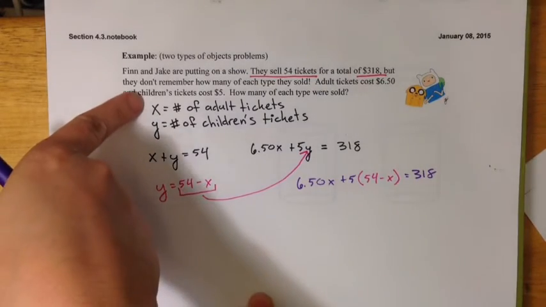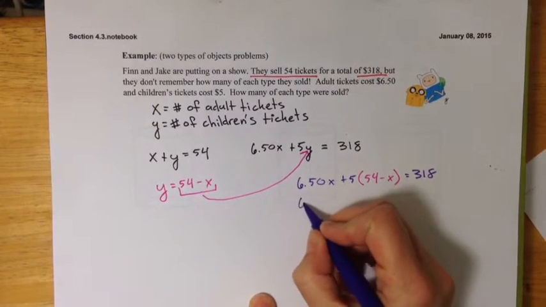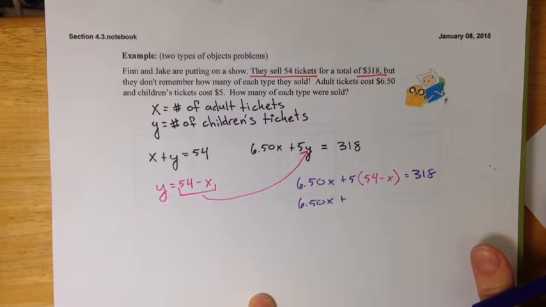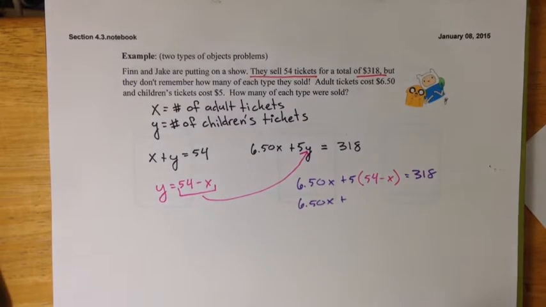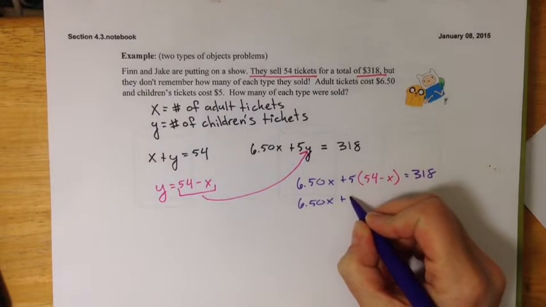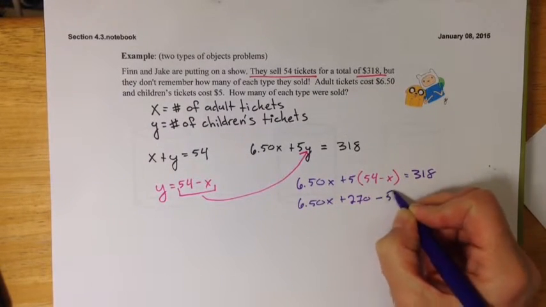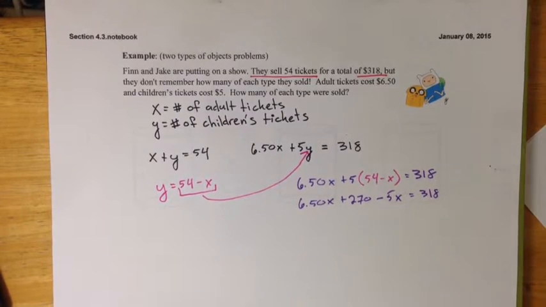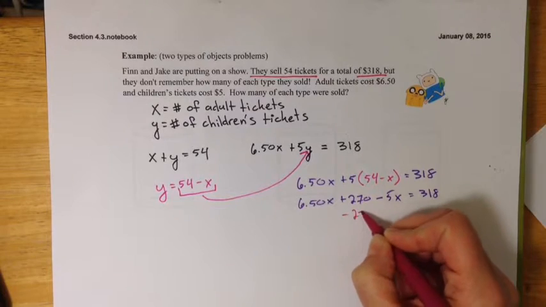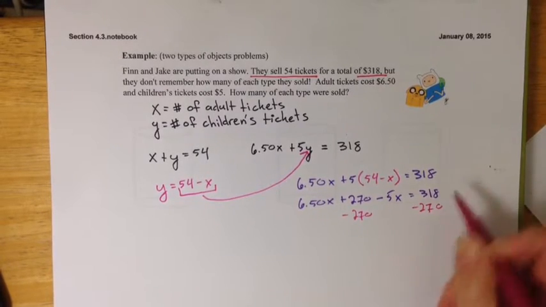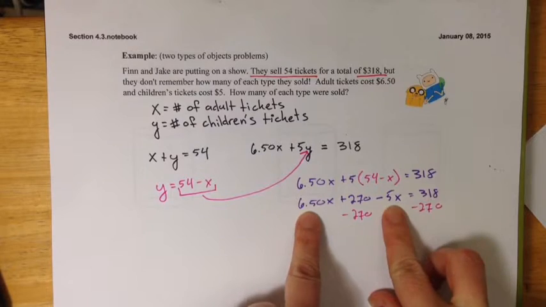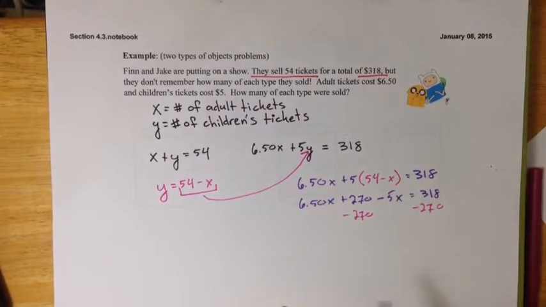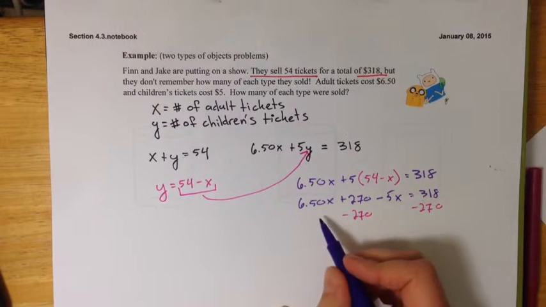Remember that x is the number of adult tickets. So 6.50x, 5 times 54, this gives me 270 minus 5x equals 318. Then I will subtract 270 from both sides, and I'm also going to combine these two x's. I'm kind of doing two steps at once now, so either pay close attention or make sure that you feel comfortable with it. Remember, you can go back and watch it again.